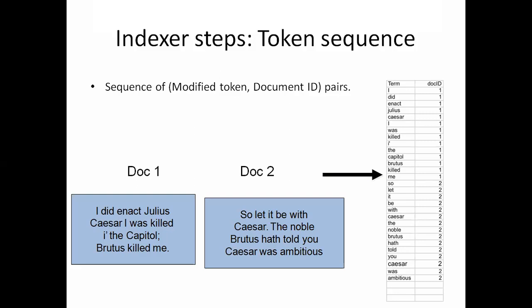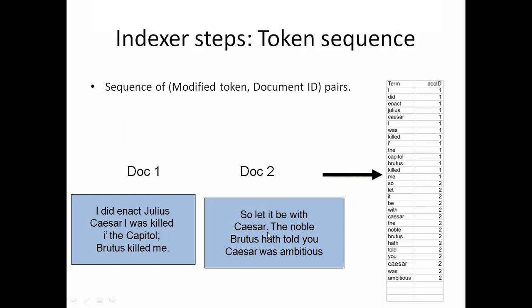Now how will we make this? Our main goal is the sequence of modified token and document ID pair. How will we prepare this chart or table? Initially, first of all, we write one by one term: I did enact Julius Caesar, I was killed. So we write down each individual term first, and the document ID, because we are getting this term from that document ID. That's why we retain it here: 1, 1, 1, 1, 1.